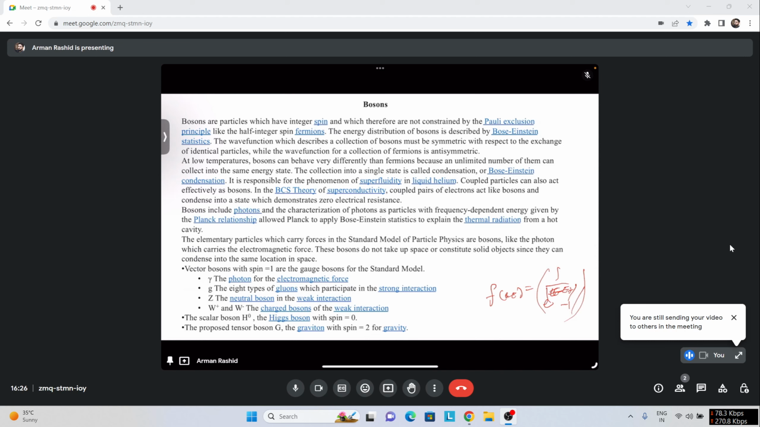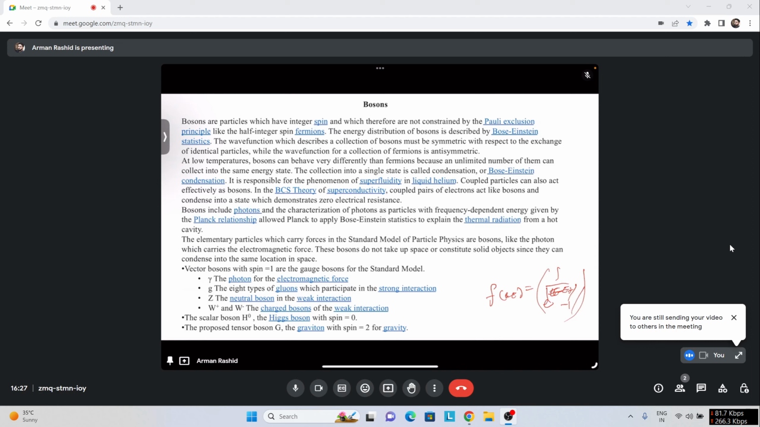This collection into a single state is called condensation. At 0 Kelvin, or at lower temperatures, all the bosons will settle in a single state. This is called a condensed state, or Bose-Einstein condensation. This condensation is actually responsible for superfluidity in liquid helium. Coupled particles can also act effectively as bosons. For example, in BCS theory of superconductivity we have the Cooper pair theory. The Cooper pair of electrons acts as a boson and condenses in a state which demonstrates zero electrical resistance.